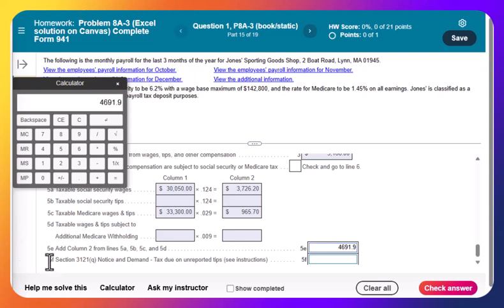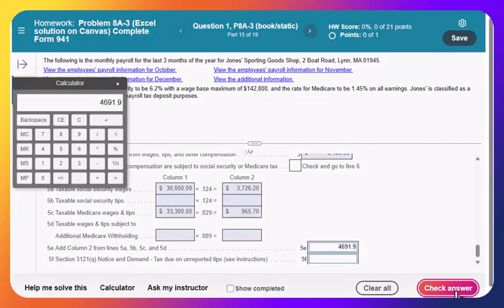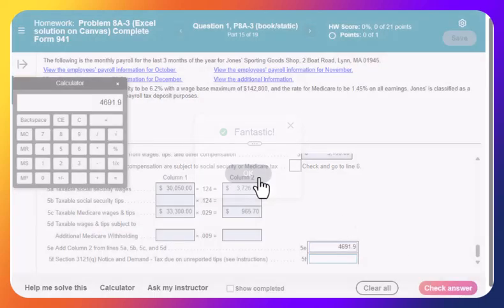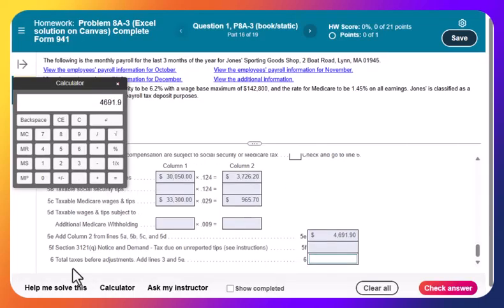So then we have line 5F, notice and demand tax due on unreported tips. And since we don't have tips, that line will be left blank. We can go ahead and move here. Check our answer. Fantastic. And then total taxes. So line 6 here, total taxes before adjustments. Add lines 3 and 5E.